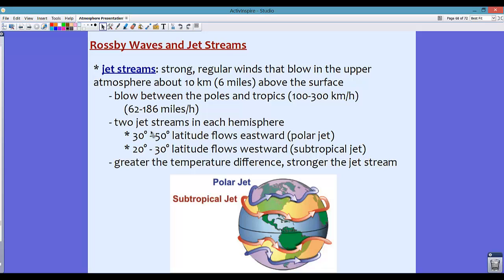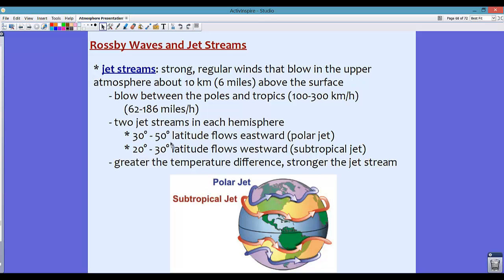Now there are typically 2 jet streams in each hemisphere, and this picture is showing you those 2 jet streams. From about 30 degrees to 50 degrees latitude, both north and south, we have what's known as the polar jet, and these tend to flow eastward overall. The subtropical jet also flows pretty much eastward as well. However, it does have a very strong westward component, and we'll talk about that in a second. So our polar jets pretty much run eastward. Think about the rotation of the Earth, and that's why they go from west to east.